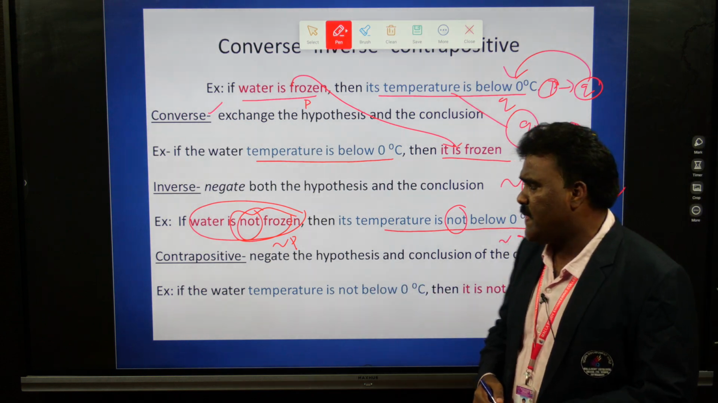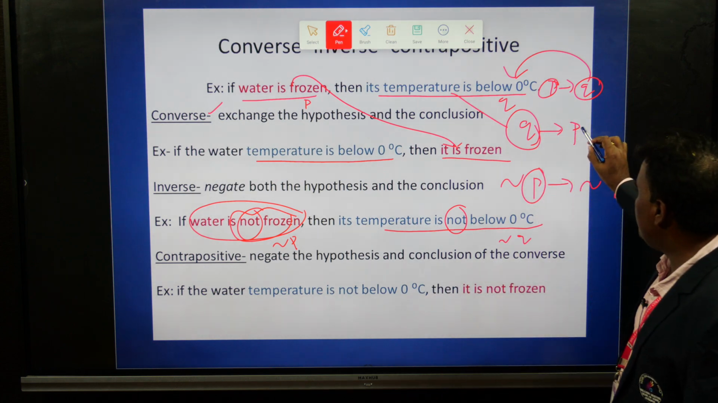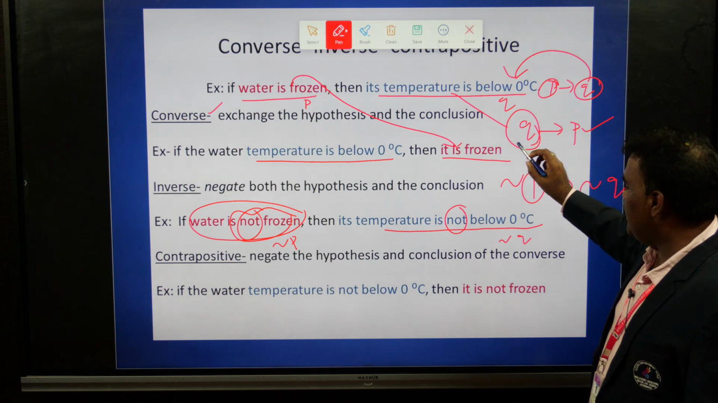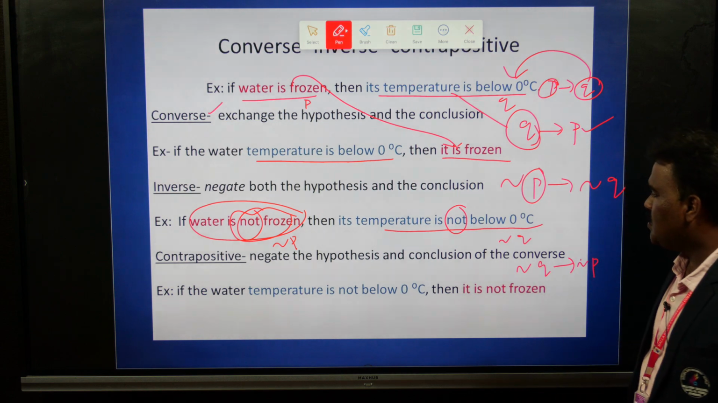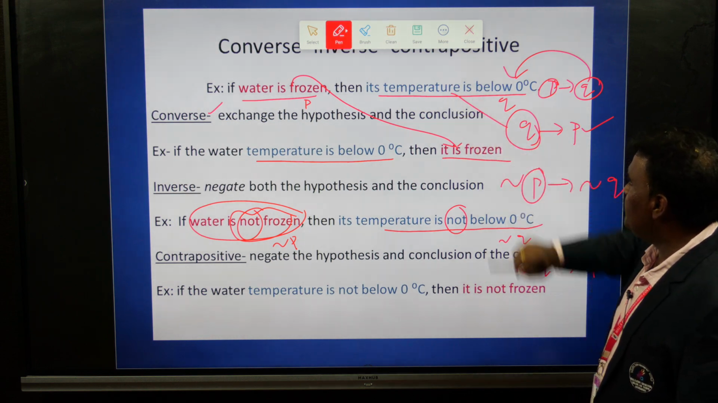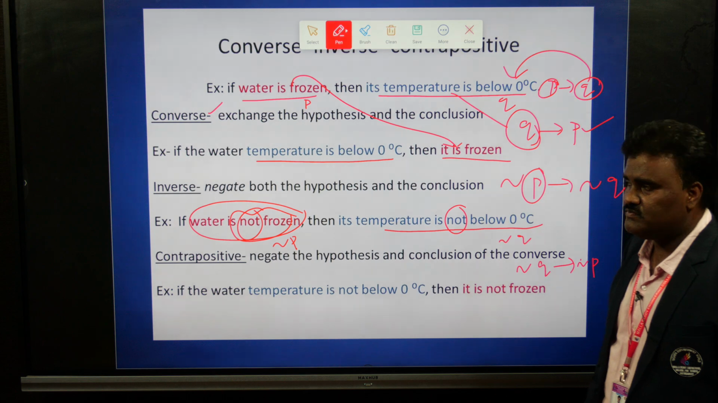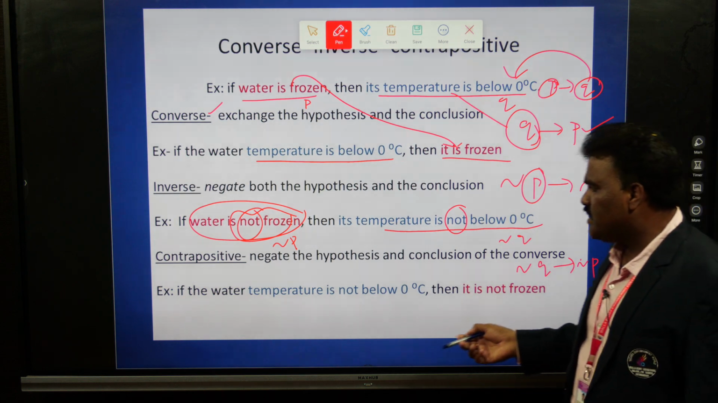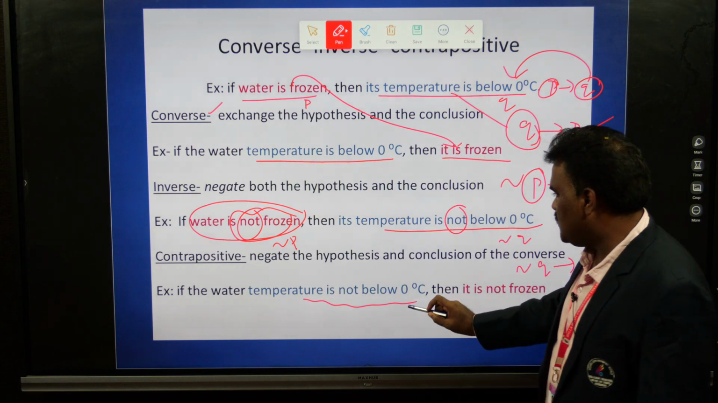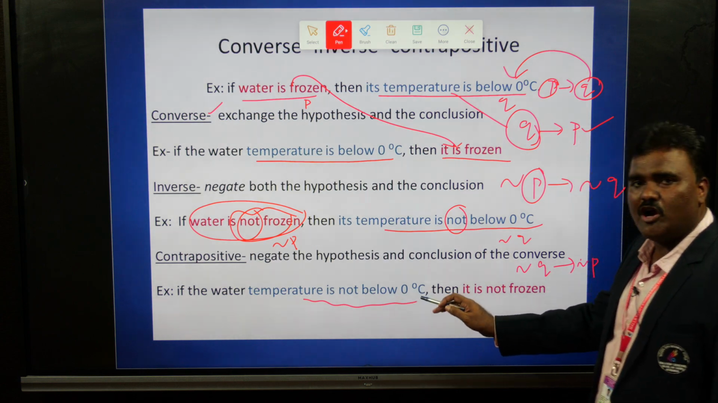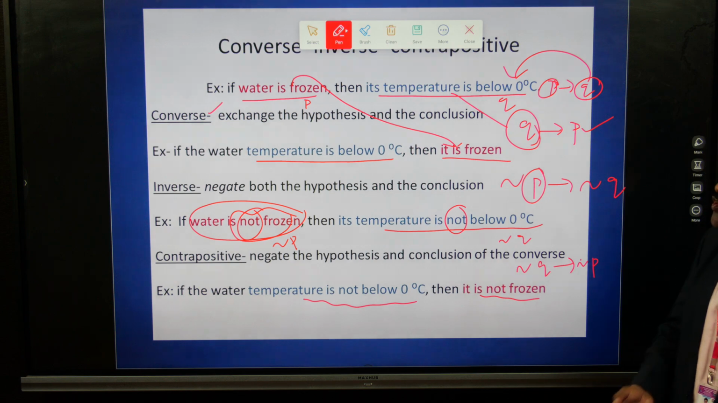Next, contrapositive. Contrapositive means first we have to interchange the P and Q, that is Q implies P, and on both the statements you have to apply the negation. Negation Q implies negation P. What is Q? Temperature is below 0 degrees. What is P? Frozen. So if we apply the negation, if the water temperature is not below 0 degrees, that is negation of Q, then it is not frozen. So in this way we have to represent the contrapositive.